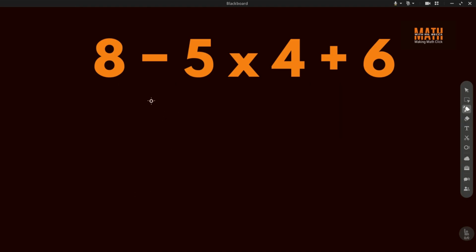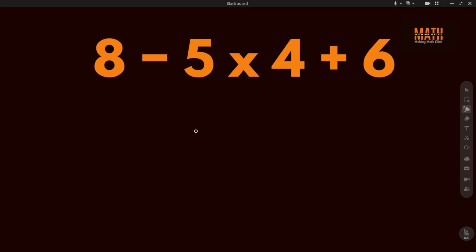The second mistake is that some people just solve from left to right. So they say 8 minus 5 equals 3, then 3 times 4 equals 12, and then 12 plus 6 equals 18. This is also wrong.